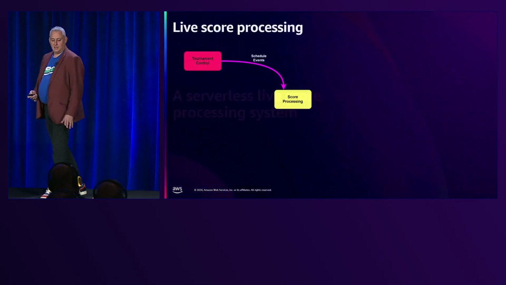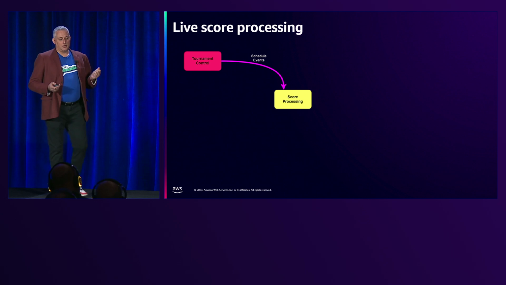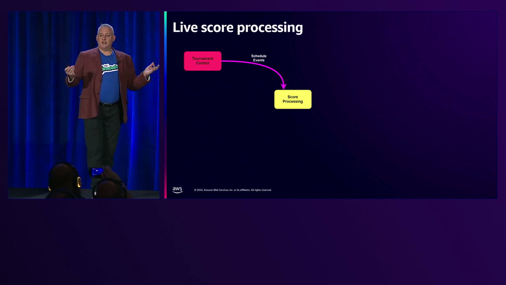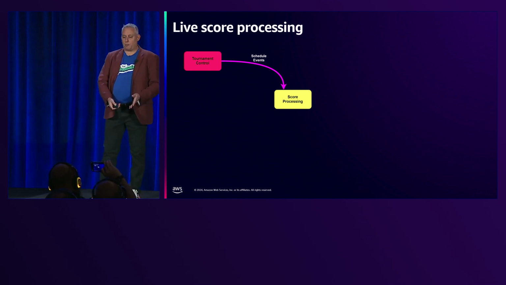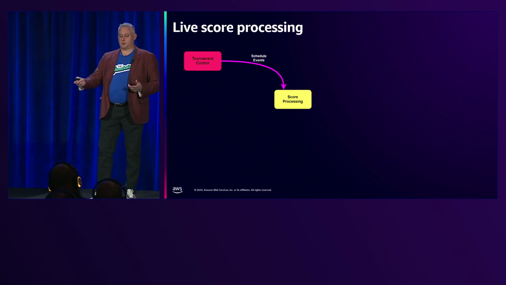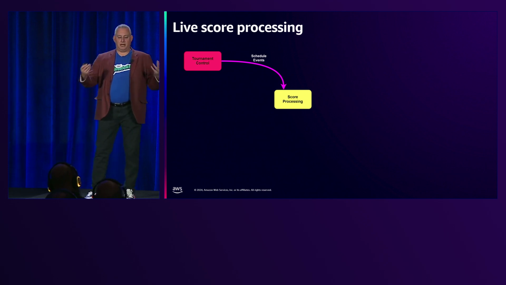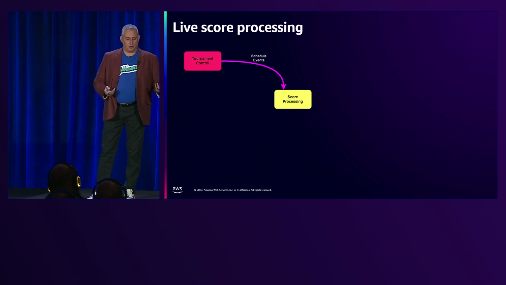Let's get started. So the live scoring system, I'm going to talk through some of the event flows. So live score processing is event-driven. We've got a score processing system in the center. And we've got events coming in from tournament control. We've got schedules. We've got drafts. We've got player names. We've got match setups. We've got locations. They're all coming in as different events from tournament control.